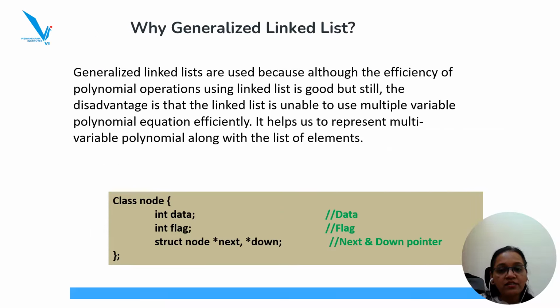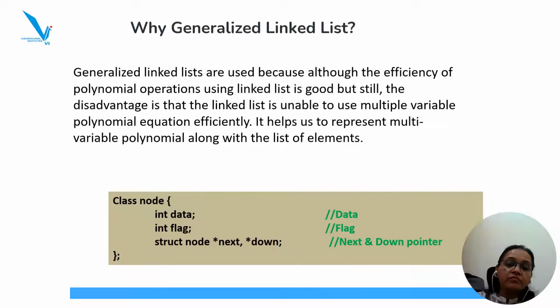So why generalized linked list? We have seen various applications of normal linked list. When it comes to polynomial operations using the linked list, we can perform various operations on polynomials also. But if there is a multivariable polynomial, then the normal linked list, single or double, might not perform very efficiently. In that case, we have to use generalized linked list, and that is the main reason why generalized linked lists are used. They represent multivariable polynomials very efficiently.